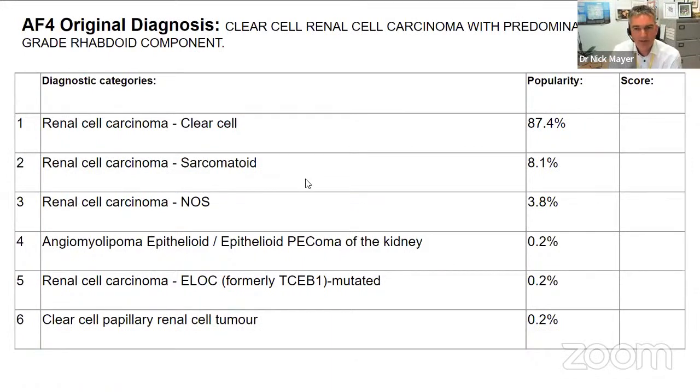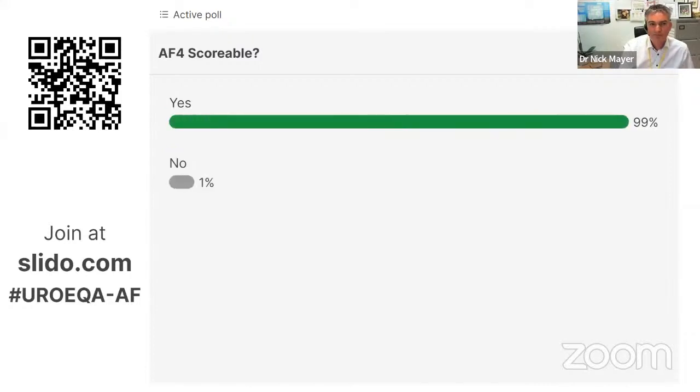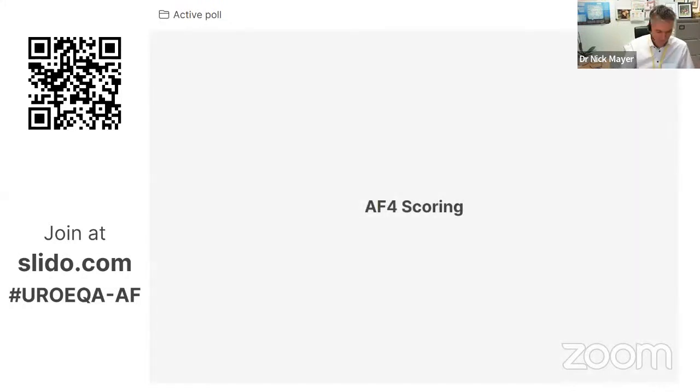So we certainly have enough. We're over the threshold of 75% to score the case. So hopefully you'll agree it is scoreable. So, yep, we're good to go. So we'll score away.